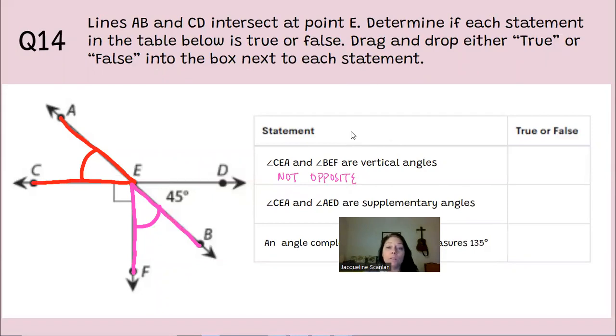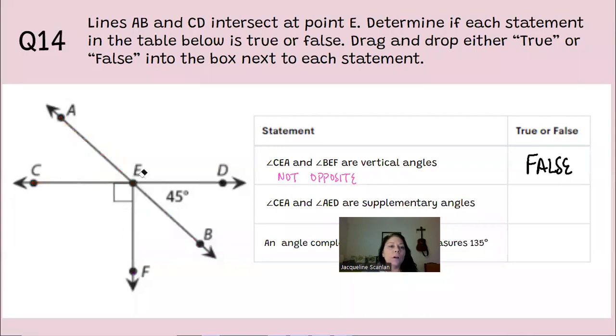All right, if I were to notate that, I'd put the common vertex right here, but angle CEA is not opposite angle BEF. It would be opposite angle DEB. Those two angles would be vertical, but CEA and BEF are not opposite. They are not vertical, so this answer is false.